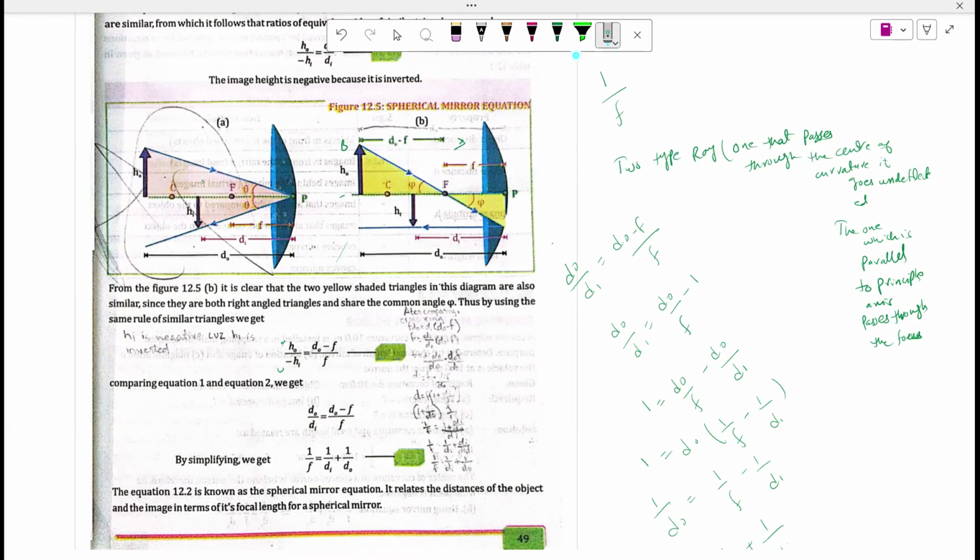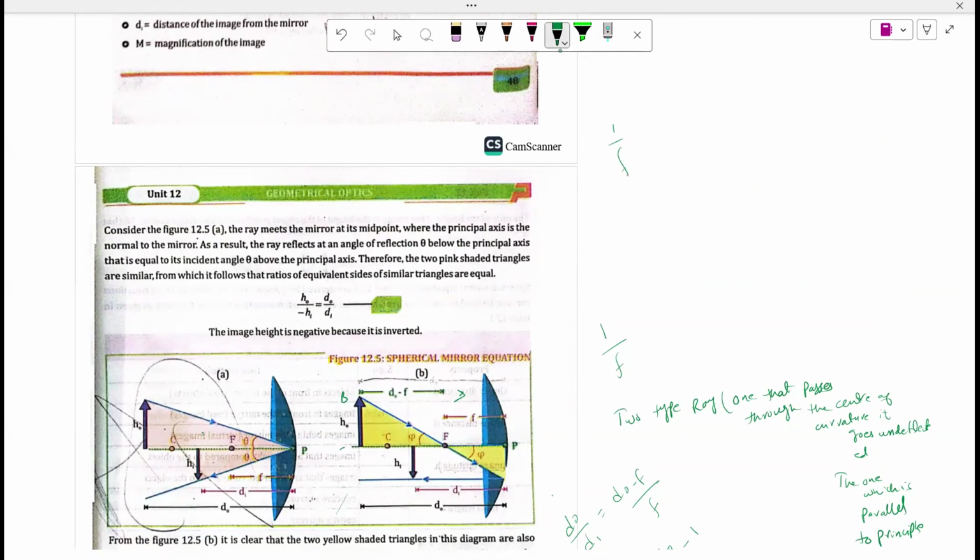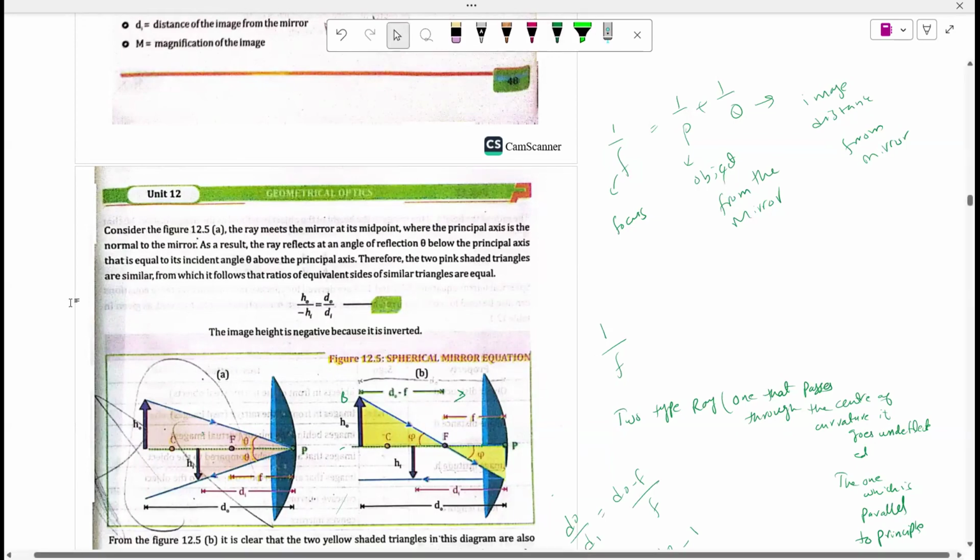Let me write down the equation. 1 over f is equal to 1 over p plus 1 over q. This indicated the object distance from the mirror, the image distance from the mirror, and this was the focus point. Now, height of image and height of object can also come in when it comes to magnification.